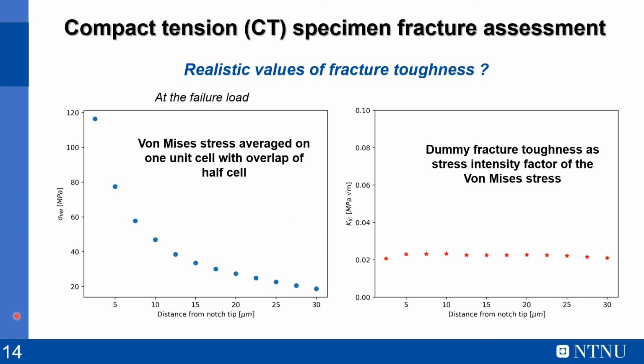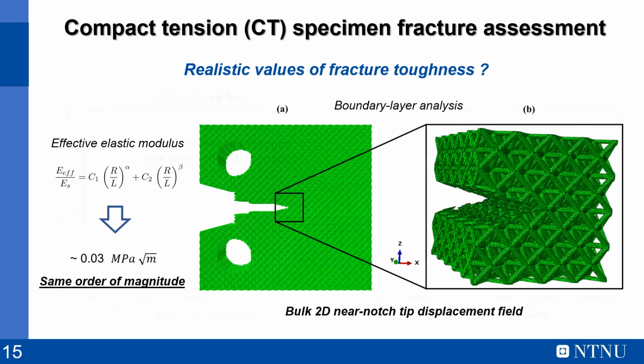And by means of such von Mises stress, we computed a dummy, let's say, fracture toughness as the stress intensity factor of the von Mises stress. Of course, physically, it does not have a specific meaning. However, the order of magnitude approaches the previous ones, and this is a confirmation for the order of magnitude, at least, of the fracture toughness for such material.